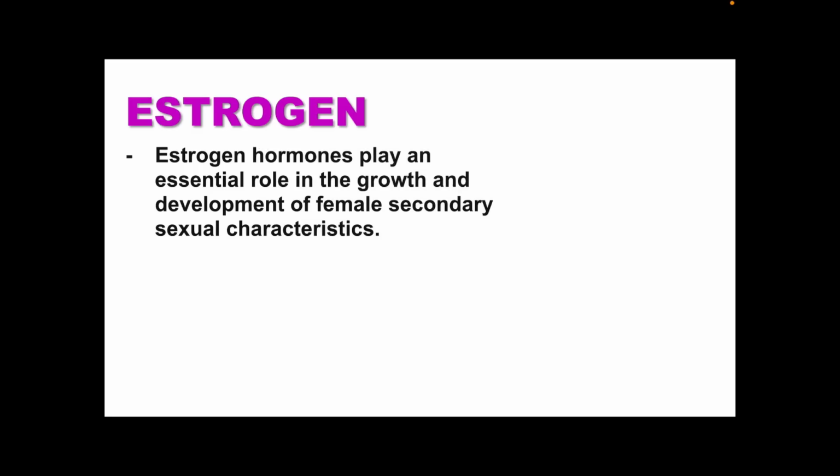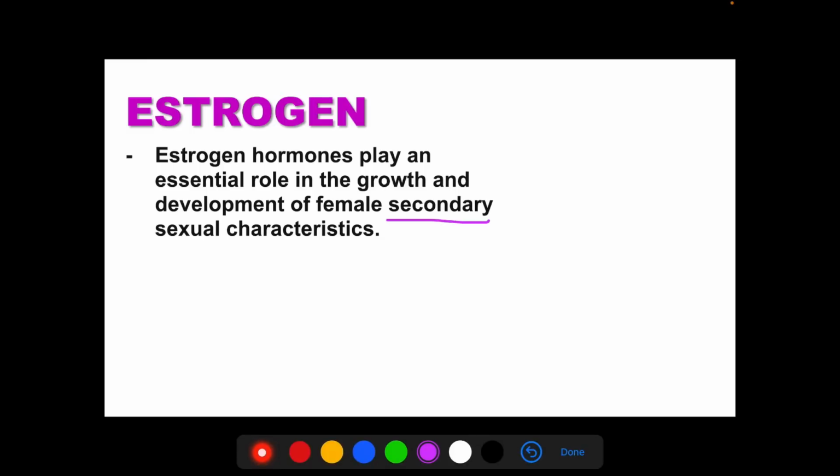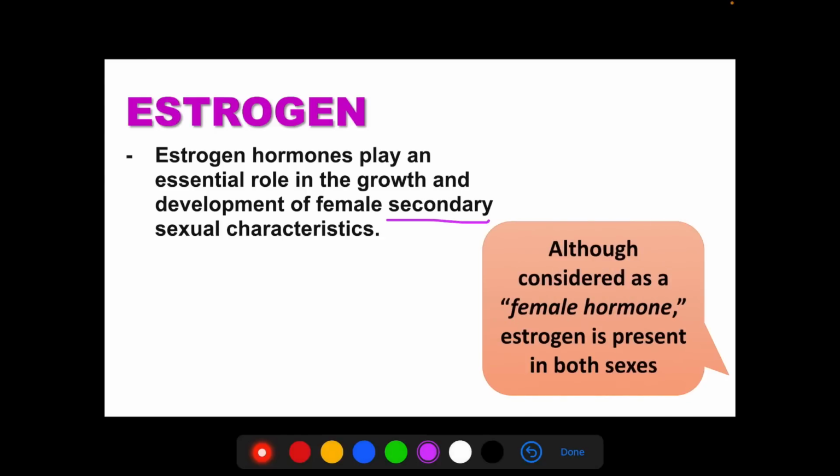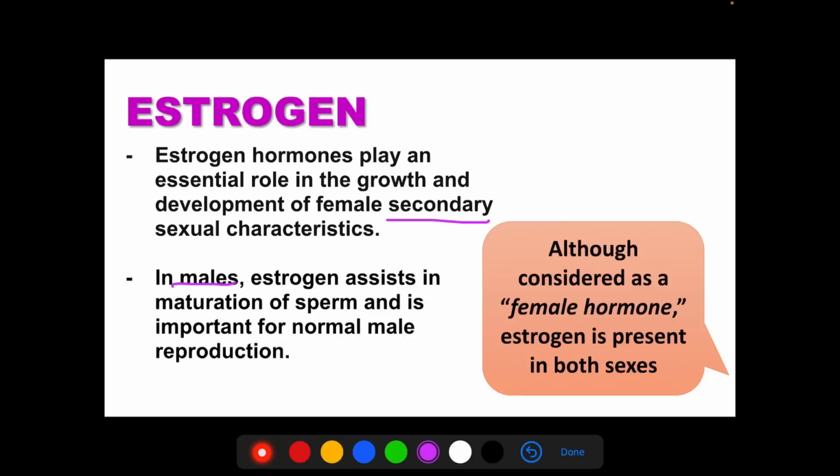Estrogen also plays an essential role in the growth and development of female secondary sexual characteristics. It's specifically involved in the onset of puberty. That includes enlargement of the breast and the development of pubic and armpit hair. Although it is considered a female hormone, estrogen is present in both sexes. In males, estrogen assists in the maturation of sperm and is important for normal male reproduction. So it's present in both sexes.